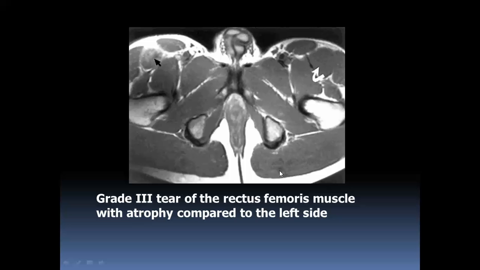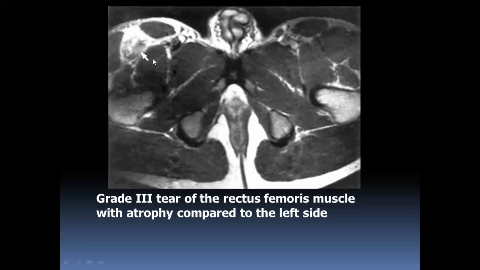And lastly, grade 3, it means that there is interruption, and the interruption of the rectus femoris muscle with atrophy compared to the left side. If you see here this region compared to this one, definitely there is atrophy under it due to retraction and tear. Here it is, this scene, grade 3 tear of the rectus femoris with atrophy compared to the left side.